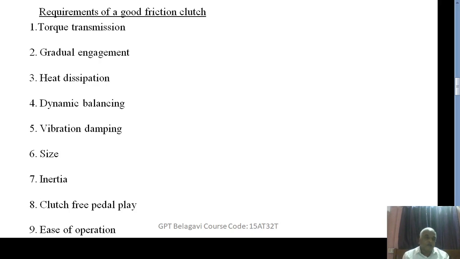Therefore, to avoid all these difficulties, for high speed clutches, the clutch unit should be tested for static as well as for dynamic conditions. Then the fifth one, the vibration damping.